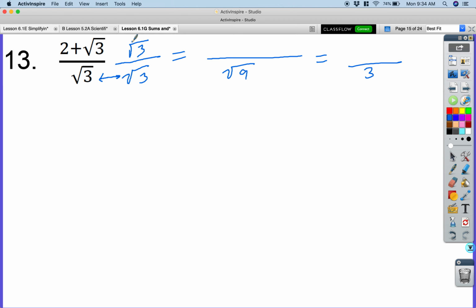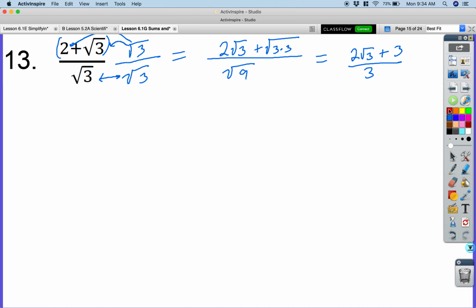And now I'm going to distribute the square root of 3. Remember, it's multiplication, so I need to distribute it to both of them. 2 times radical 3 is just 2 radical 3. And then radical 3 times radical 3 is just radical 9, and the square root of 9 is just 3. So I'm going to have 2 radical 3 plus 3. And I got that by doing the square root of 9 is 3.